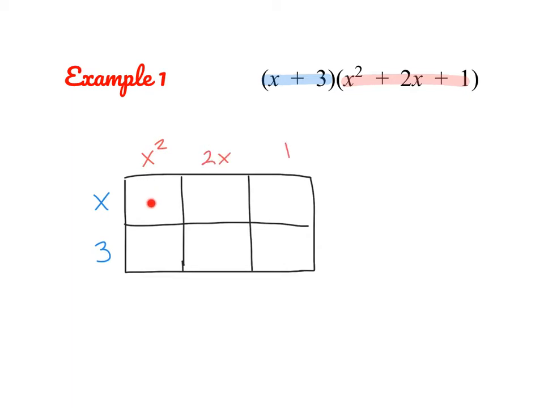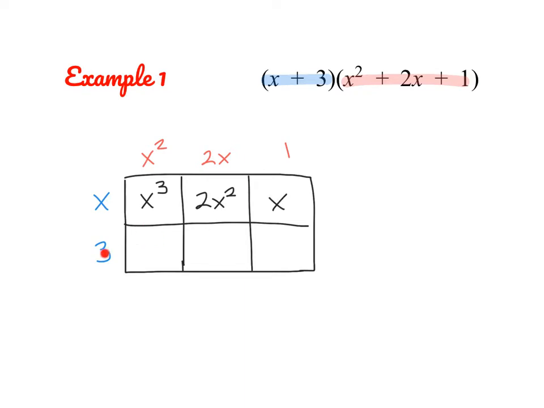So in this first box, I'm multiplying x squared and x. Remember, x squared means x times x, and then I have times another x, so that gives me x cubed. In this box, I have 2x times x. Well, we know that that should be 2x squared. X times x is always x squared. And in our last box, we have x times 1, which is just x.